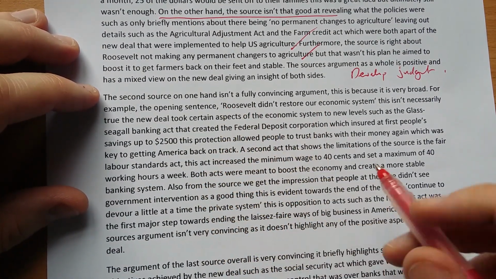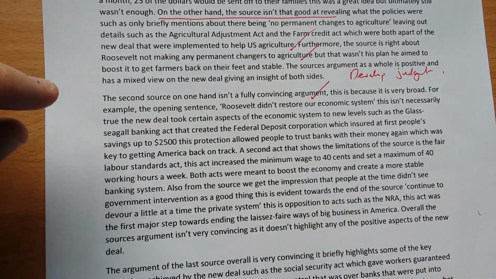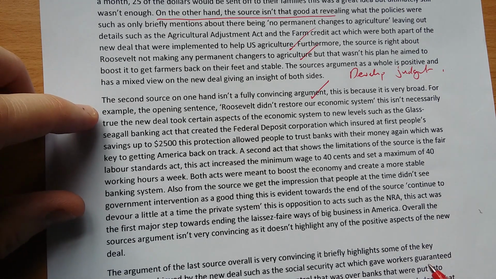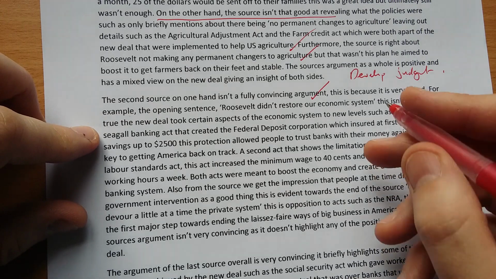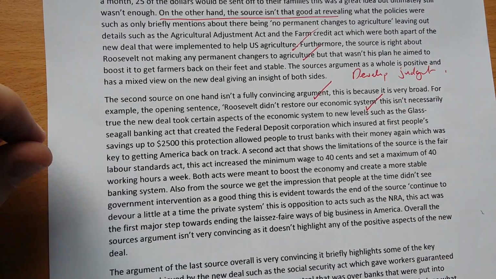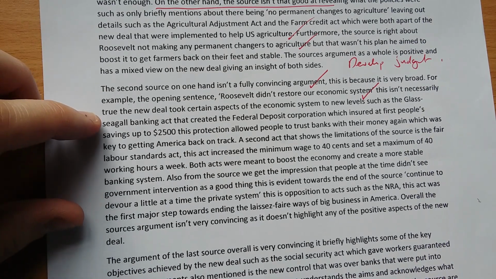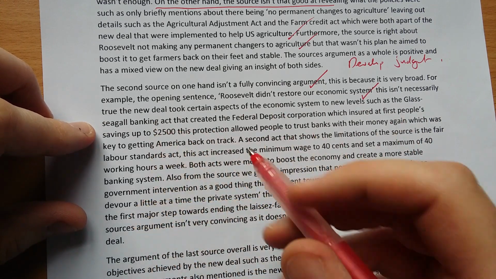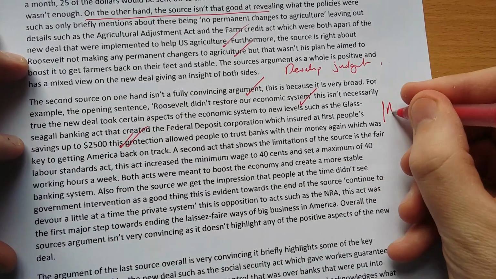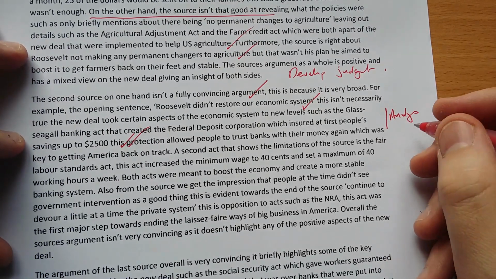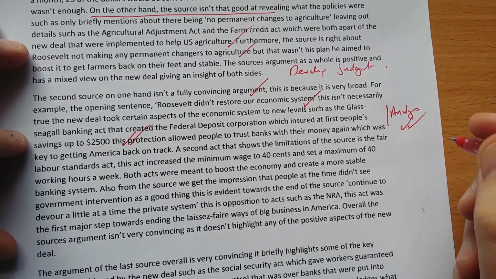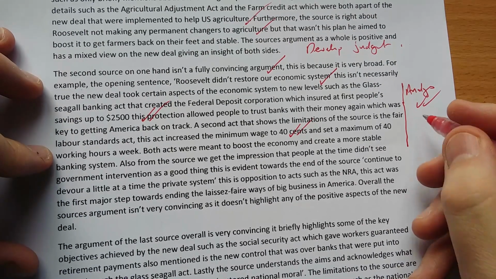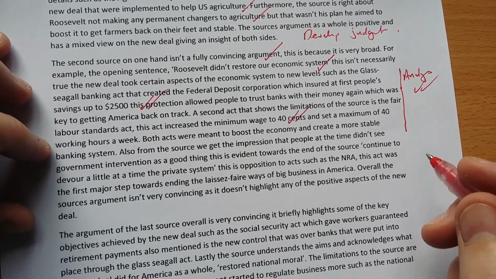The second source, on one hand, isn't a fully convincing argument, so we've got a clear line of argument coming through here from the student about what the source is saying and what they think of it. And that's a very good start. "Roosevelt didn't restore our economic system." Again, good use of a quotation. This isn't necessarily true, as the New Deal took certain aspects of the economic system to new levels, such as the Glass-Steagall Banking Act. Right, excellent. So we've got analysis here, analysis by own knowledge. So he's saying, I don't fully agree with this statement, and here's my evidence because of it. So that is a very good thing. And he's got a second piece of evidence backing it up again. So we've got really good sustained analysis saying why he disagrees with the source.